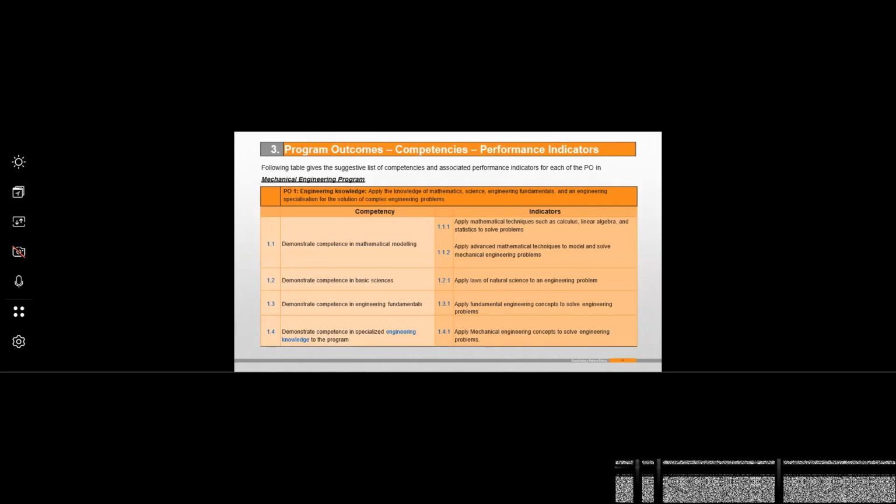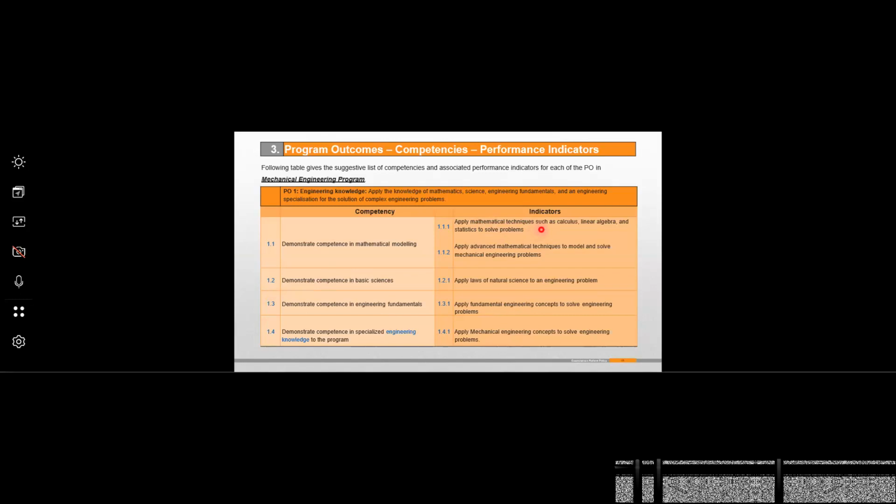See, these competencies have some indicators, like for example, you can see for this particular competency 1.1, you have 1.1.1. In this particular competency, what we need to do, we have to apply techniques such as calculus, linear algebra, and statistics to solve the problems. See, when the student will get the mathematical modeling, when he is able to apply mathematical techniques such as calculus, linear algebra, and statistics to solve the problem.